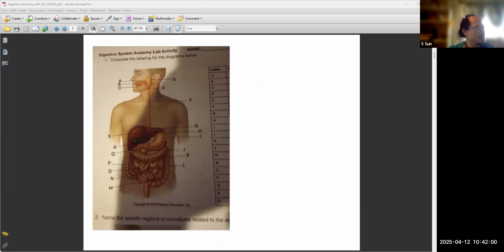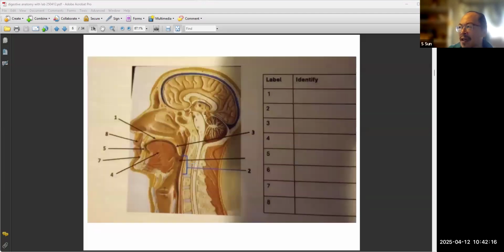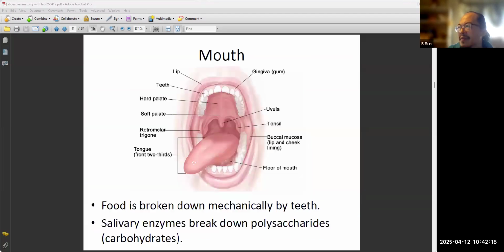Yeah, so C, D, E right here. C, D, E are salivary glands. So let's figure out what are those three salivary glands. We will go back to this one later. Let's go figure it out. So mouth, right? Mouth right here.